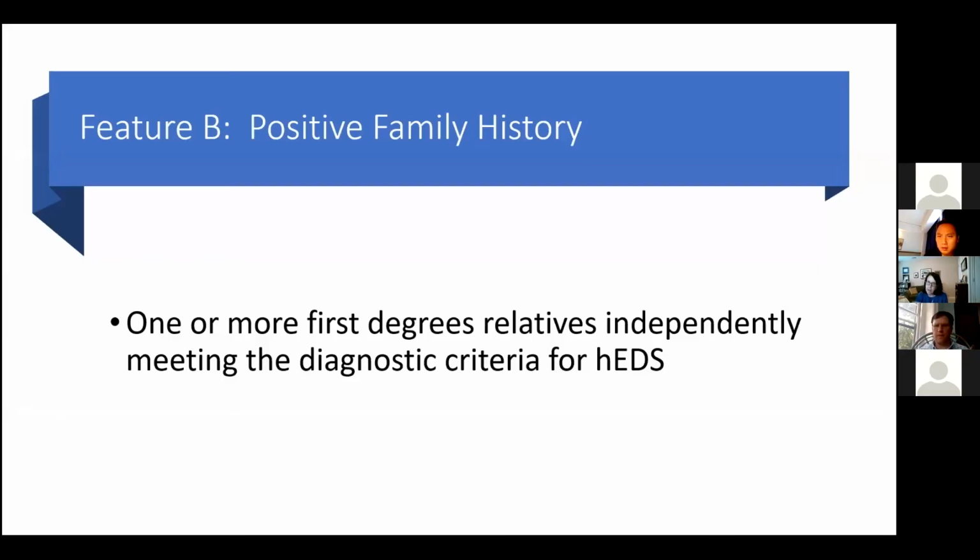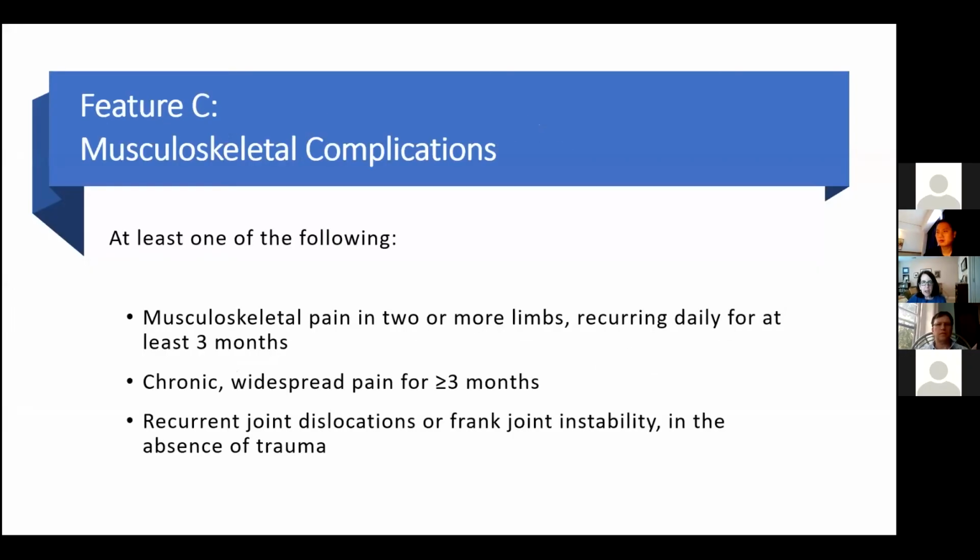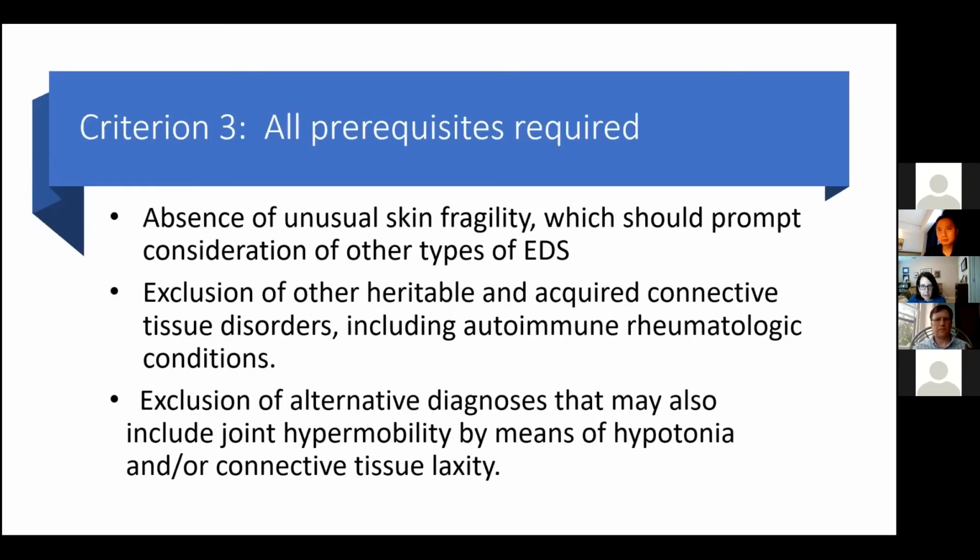So we call a positive family history if one or more first-degree relatives independently meet the diagnostic criteria for hypermobile EDS. And the musculoskeletal complications, we fulfill feature C if at least one of the following are present. Musculoskeletal pain in 2 or more limbs daily for at least 3 months, chronic widespread pain for more than or equal to 3 months, and recurrent joint dislocations or frank joint instability in the absence of trauma. So one of those being present fulfills feature C.